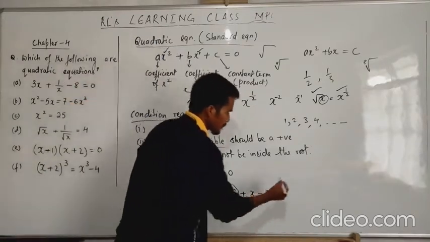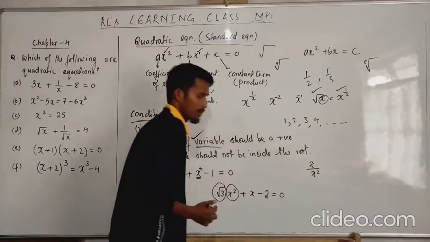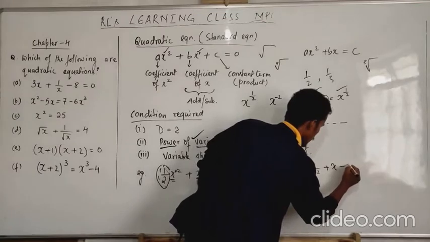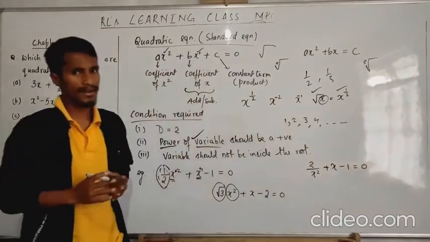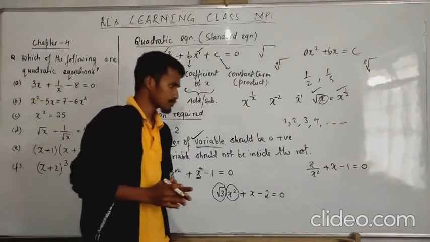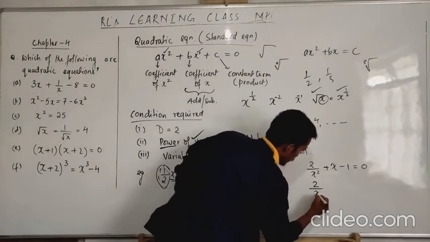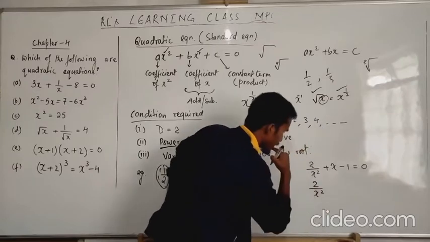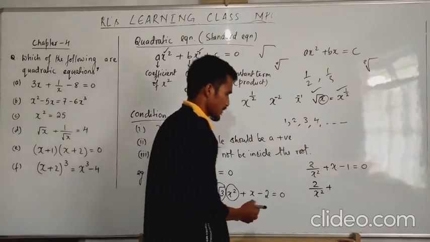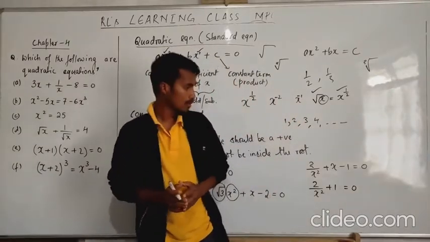Okay, one more. 2 by x square, plus x minus 1 equal to 0. Now is this a quadratic equation? Maybe now you start to get confused whether this is a quadratic equation or not. Or I will give one more. 2 by x square plus 2 by x square plus 1 equal to 0. Now is this a quadratic equation or is this a quadratic equation?